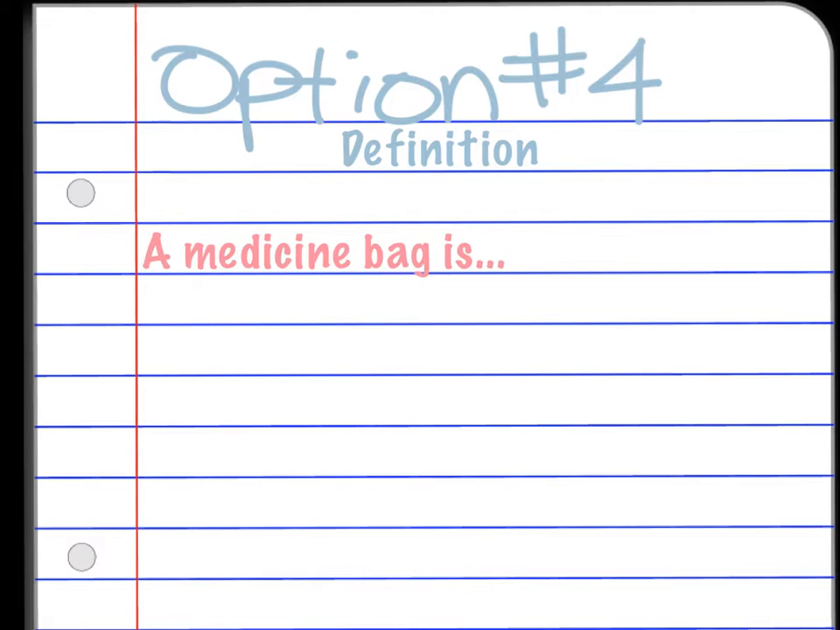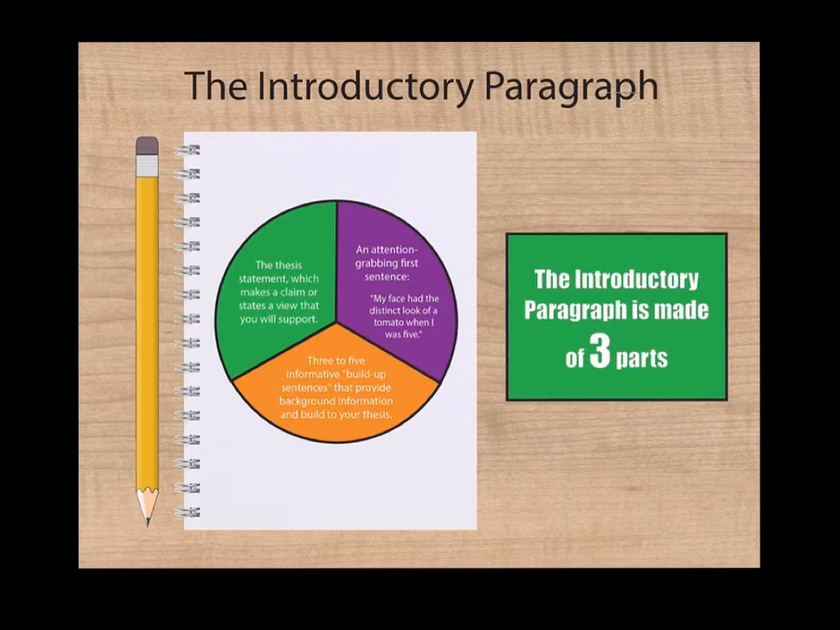The final option for writing an attention grabber would be to start with a definition. In this case, you could define what a medicine bag is or what talismans are. The next part of an introduction, like I mentioned before, is the background knowledge. In this part, you are connecting your attention grabber to your thesis statement.